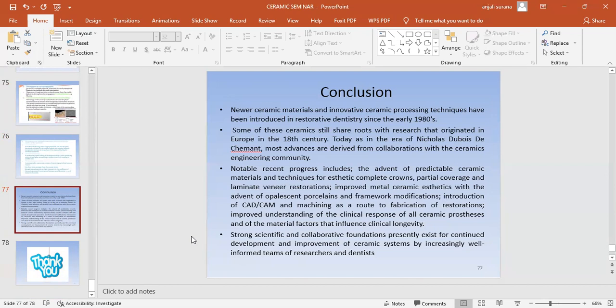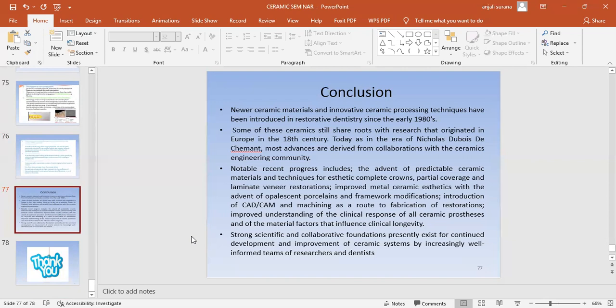New ceramic materials and innovative ceramic processing techniques have been introduced in restorative dentistry since the early 1980s. Some of these ceramics share roots with the research that originated in Europe in the 18th century, during the era of Nicolas Dubois de Chémant. Most advances are derived from collaboration with the ceramics engineering community. Notable recent progress includes the advent of predictable ceramic materials and techniques for aesthetic complete crowns, partial coverage, and laminate veneer restorations, improved metal ceramic aesthetics with the advent of opalescent porcelains and framework modifications, introduction of CAD/CAM and machining as a route of fabrication of restorations, and improved understanding of the clinical response of all ceramic processes and of material factors that influence clinical longevity.